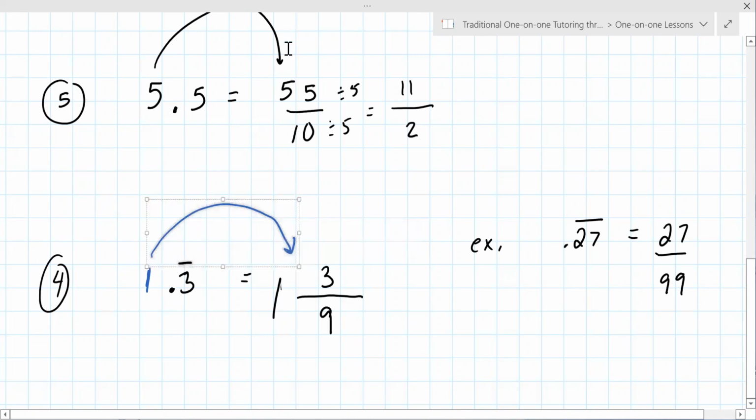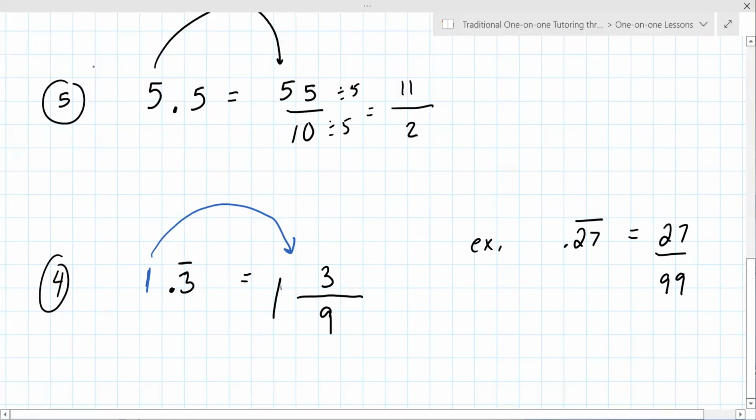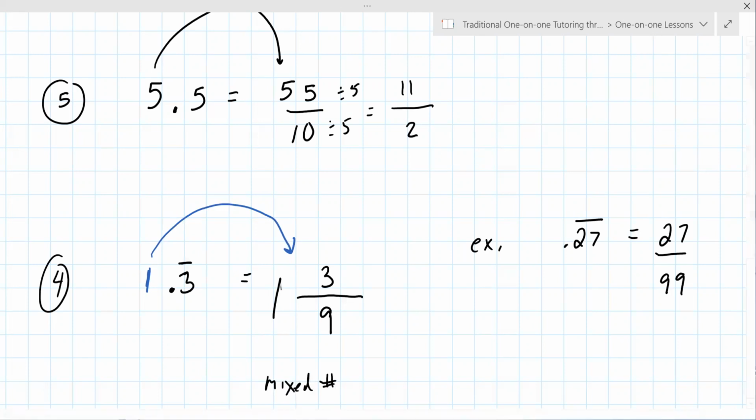If you haven't seen me make a mistake, I make plenty of them. So, the fraction here, do you remember, you might have seen this in class. This is now a mixed number. Do you remember how to convert those to an improper fraction, or maybe you can just leave it like this? I'm not sure. I should leave it like this.